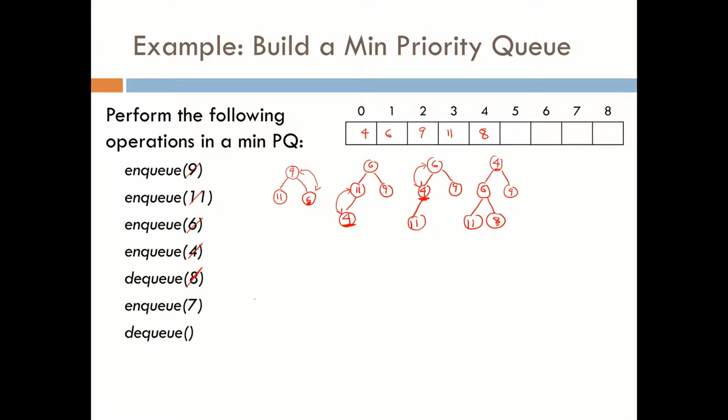Okay, and let's now add a 7. Okay, so I'm going to redraw this tree. Let's redraw it so it's clean. Again, I'm going to redraw it down here. It's a 4 with a 6 and a 9 and an 11. Okay, and an 8. And now we're going to add the 7.